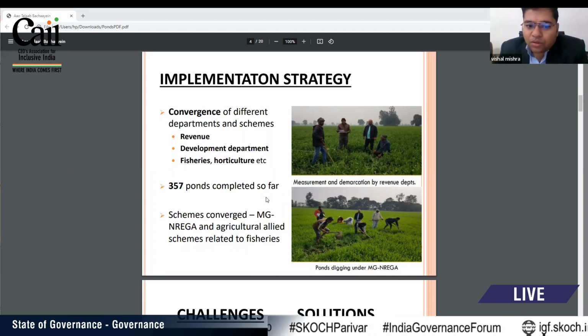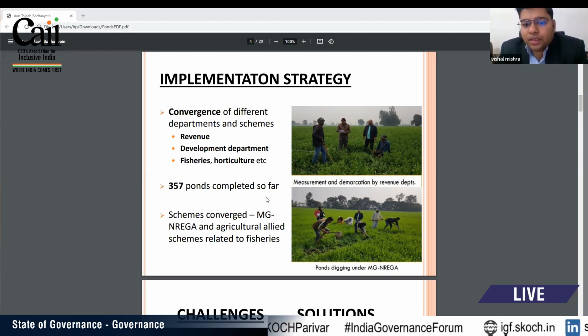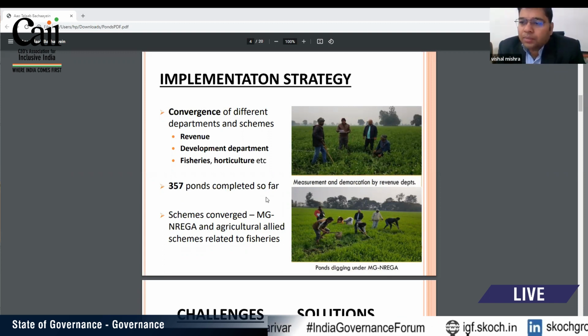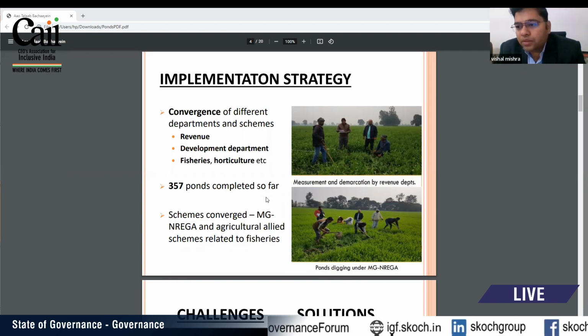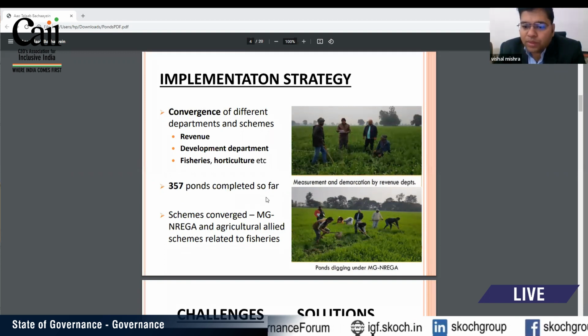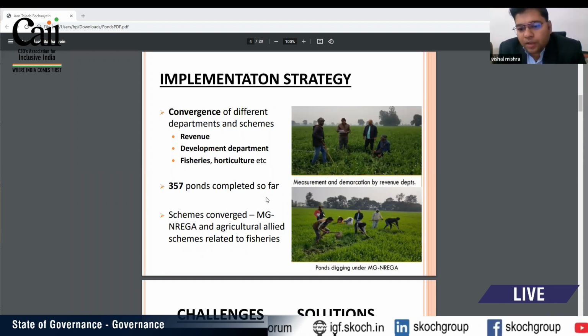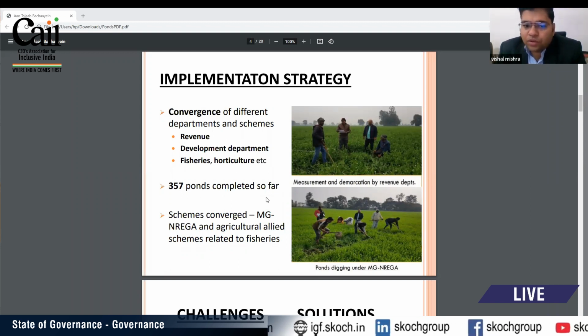For the development of ponds we have used different schemes, and our biggest helper is MGNREGA, that is NREGA, because it helps us create labor-intensive work and provide employment, and at the same time it helps us maintain the natural resource management ratio as prescribed in the scheme. So creating ponds is a win-win-win situation for every stakeholder in the scheme.